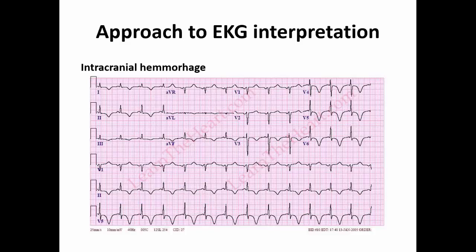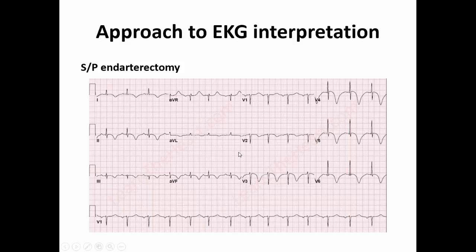If you look over here in the precordial leads, V3 through V6, you see these deep inverted T waves. You see some inverted T waves in the inferior leads, also in lead 1, so kind of diffusely inverted T waves. If the limb leads look fairly normal, but you saw changes in the precordial leads, you might be thinking it's ischemia. But if this is a patient with altered mental status and a bad headache, certainly think intracranial hemorrhage.